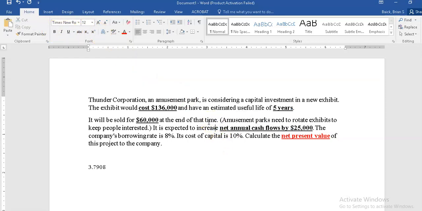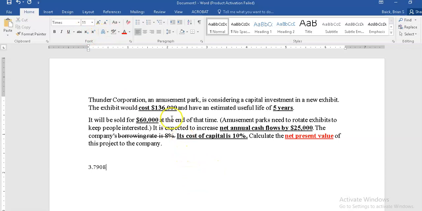And then they give us 2 interest rates, and this is kind of confusing. It says the borrowing rate is 8%, but the cost of capital is 10%. We want to use the cost of capital. Cost of capital means how much does it cost you if you're going to invest in something. That's called the cost of capital. We're not borrowing any money in this example, necessarily, so you want to ignore this borrowing rate.